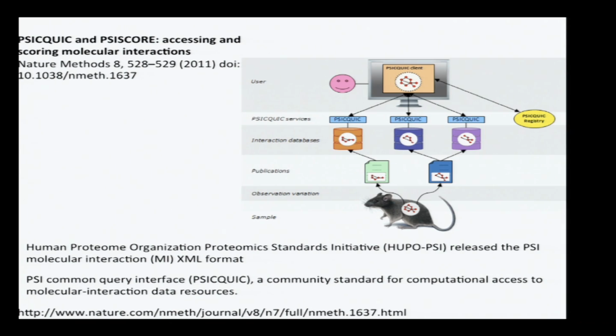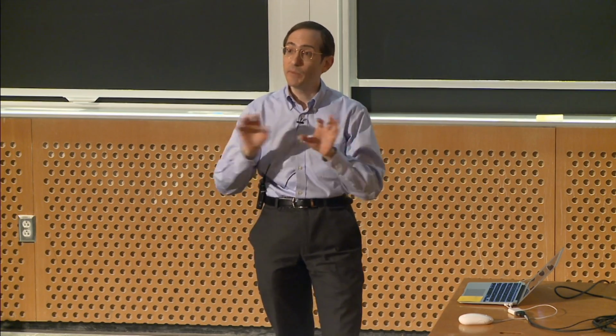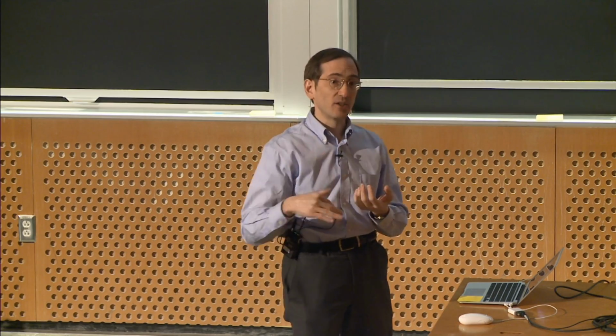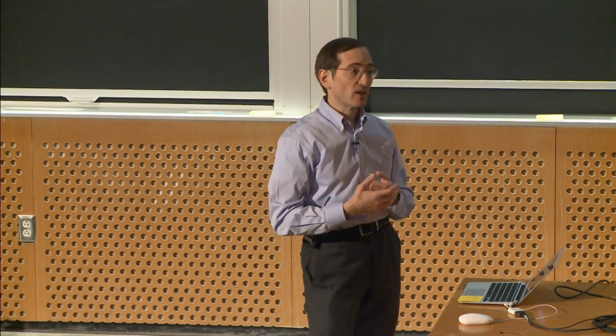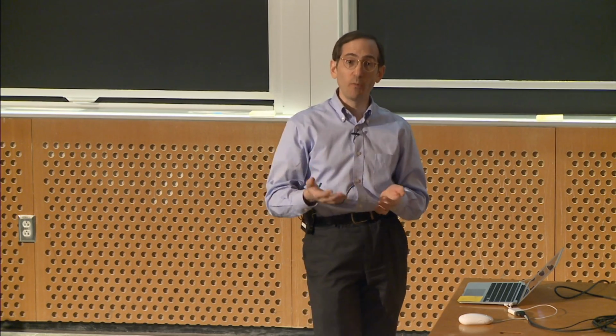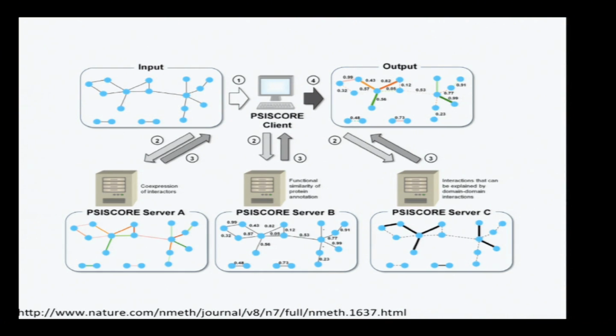There's something called PSICQUIC and PSI-SCORE that allow a client to pull information from all the different databases of protein-protein interactions. Because you can get all the data in a common format where it's traceable back to the underlying experiment, you can start computing confidence scores based on these properties, what we know about where the data came from, in a high throughput way. Different people have different approaches to computing those scores, so there's a common format for that as well.